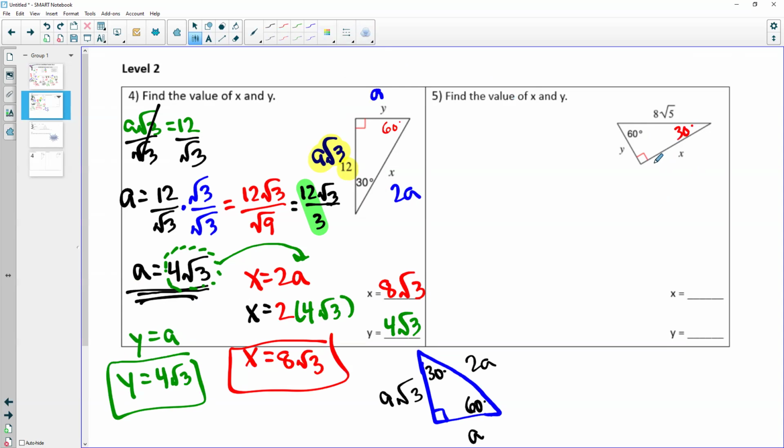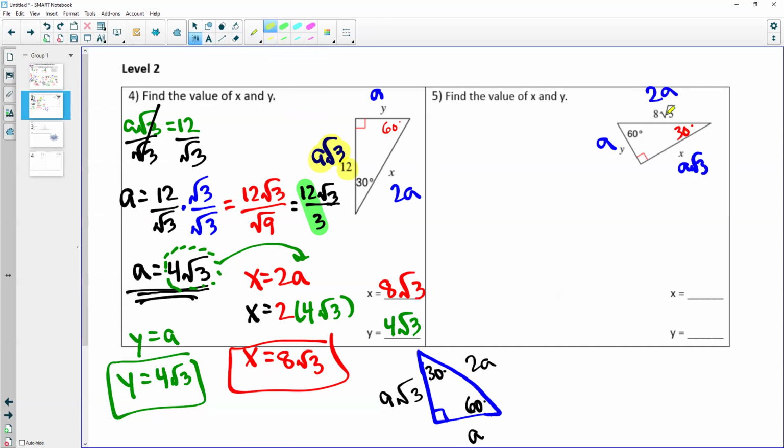And what we're going to do now is label our triangle. Across the 30 is A. So across the 30 here, this is A. Across the 60, A square root of 3. And across the 90, that's your hypotenuse, which is 2A. So this is 2A.